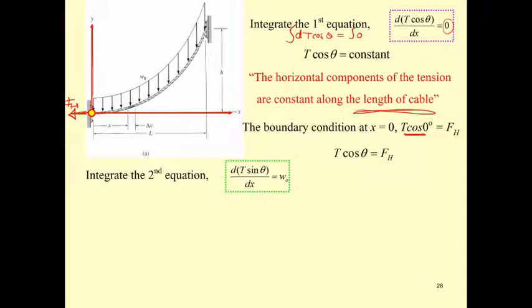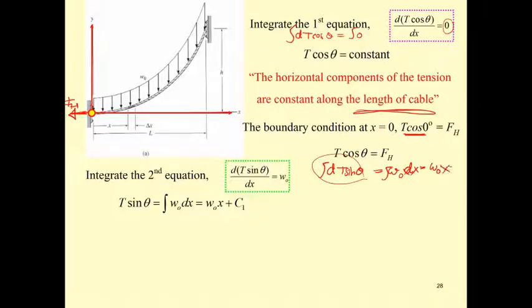The same thing occurs if you do d(T sin θ) equal to w dx, and then you do the integration. That is going to be the change of T sin θ, equal to w0 x plus a constant of integration, and then the constant of integration can be determined from the boundary condition.